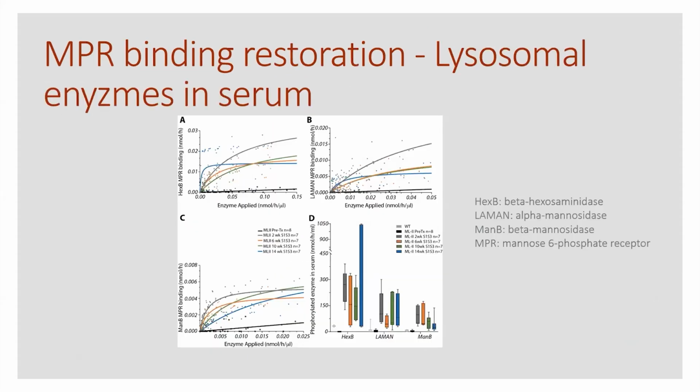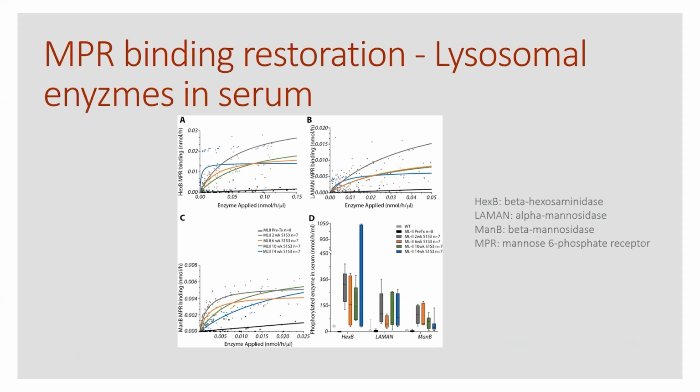In ML2 disease, you see very high levels of circulating lysosomal enzymes, but these lysosomal enzymes lack mannose-6 phosphate. These graphs show an assay using the mannose-6 phosphate receptor to bind the enzymes and see how much mannose-6 phosphorylated enzyme is circulating in the serum. On the left, you see A is beta hexosaminidase, B is alpha mannosidase, C is beta mannosidase.